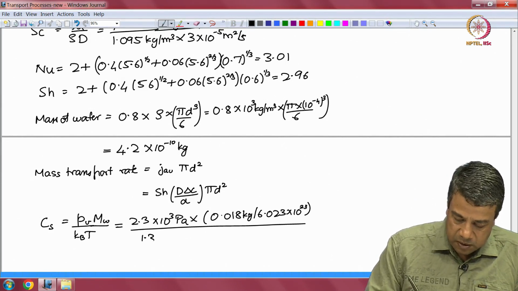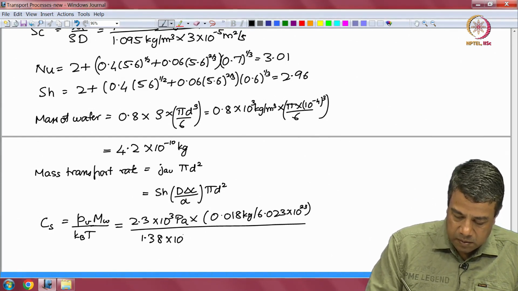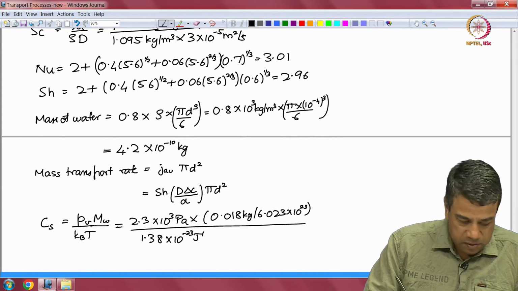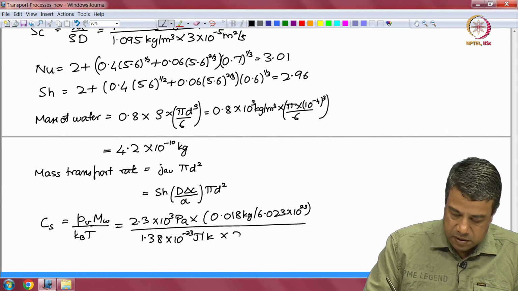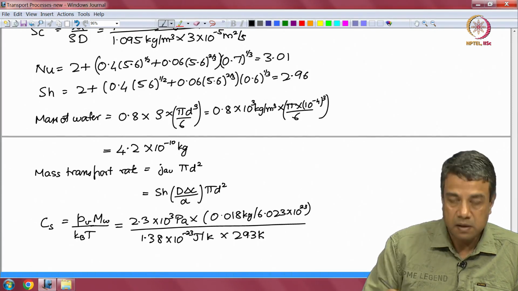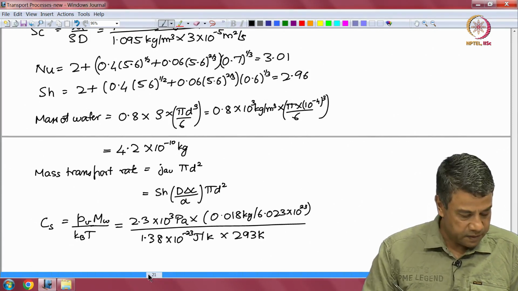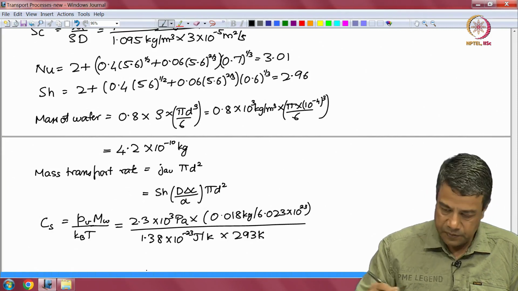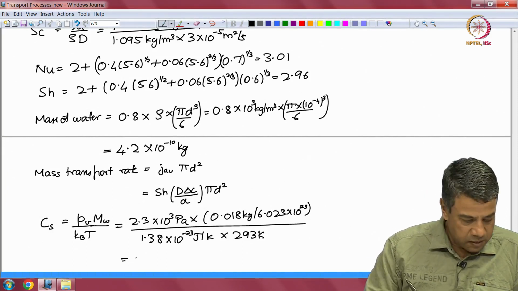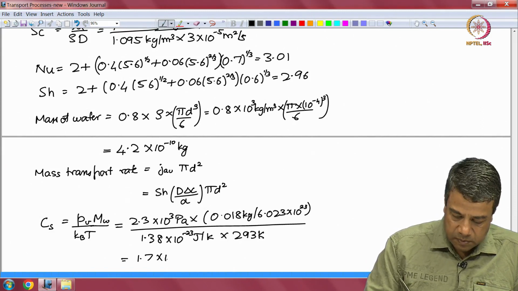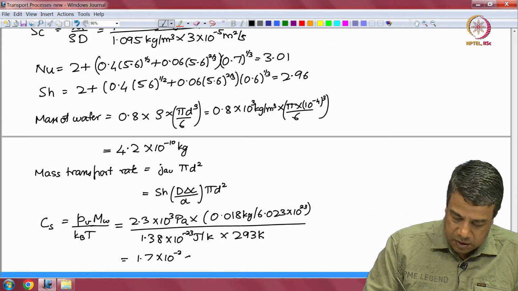Boltzmann constant 1.38 into 10 power minus 23 joules per Kelvin into the temperature, which is in this case 293 Kelvin, 20 degrees centigrade as was given. So, this is equal to 1.7 into 10 power minus 2 kg per meter cubed.